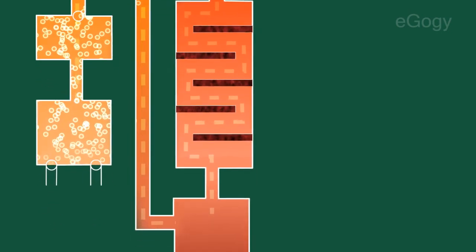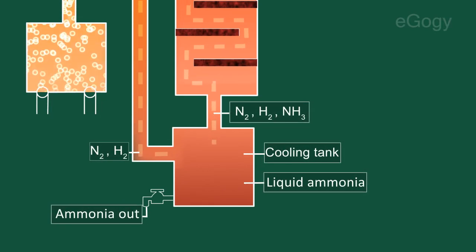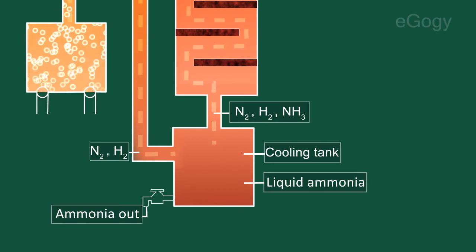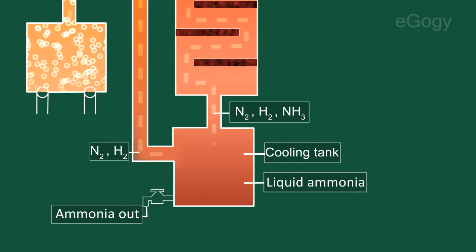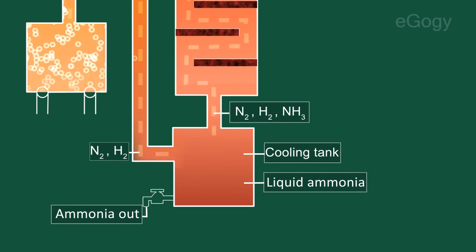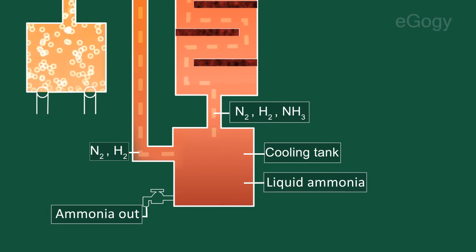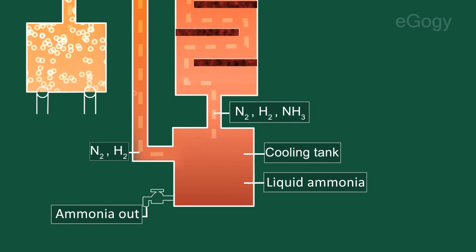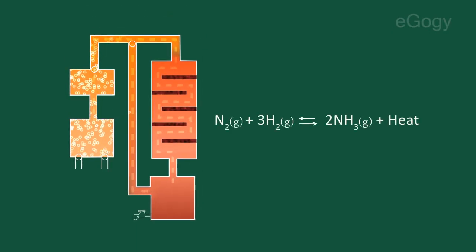When the gases leave the reactor, they are hot and at a very high pressure. Ammonia is easily liquefied under pressure as long as it's not too hot, and so the temperature of the mixture is lowered enough for the ammonia to turn into a liquid. The nitrogen and hydrogen remain as gases even under this high pressure and can be recycled. N2 + 3H2 reversibly forms 2NH3 + heat.